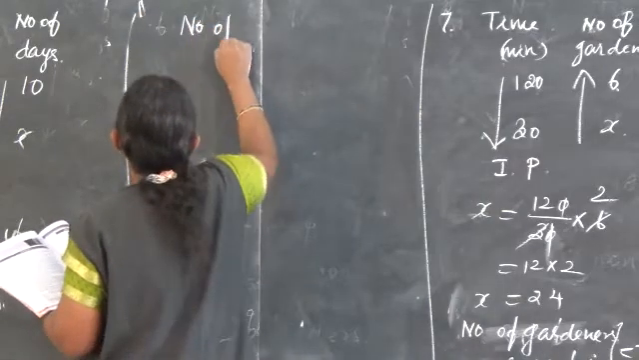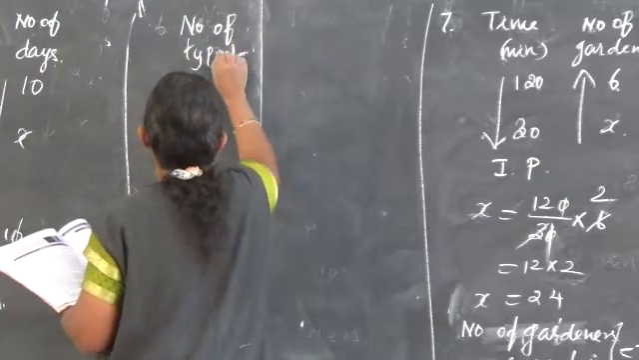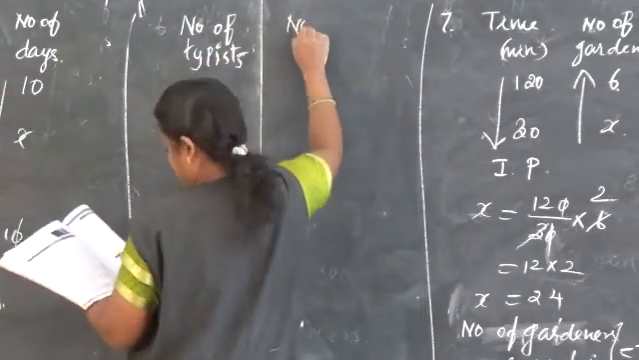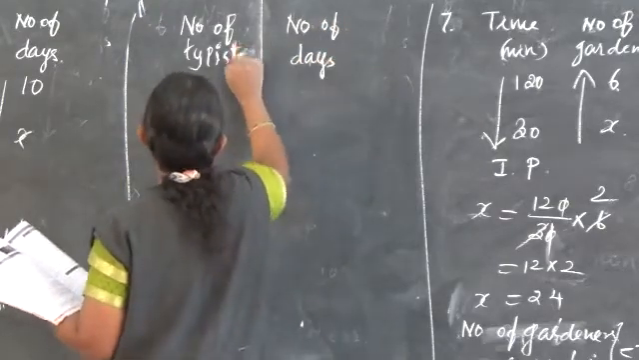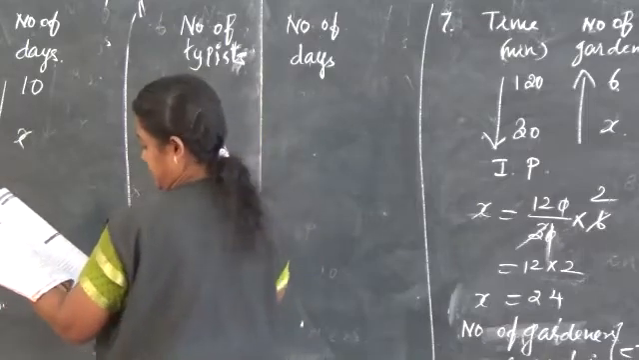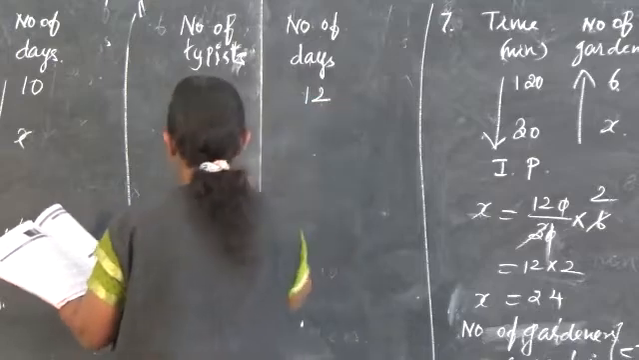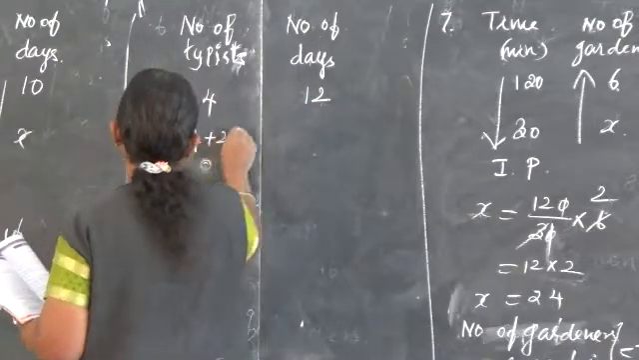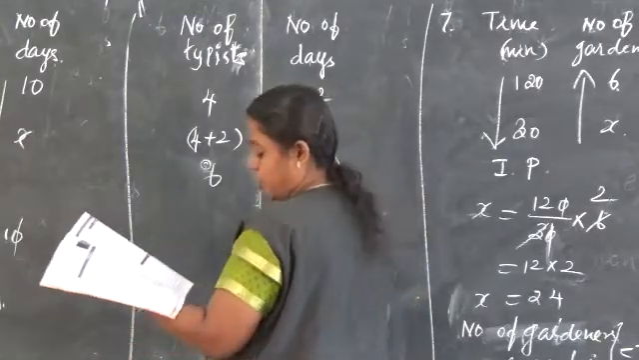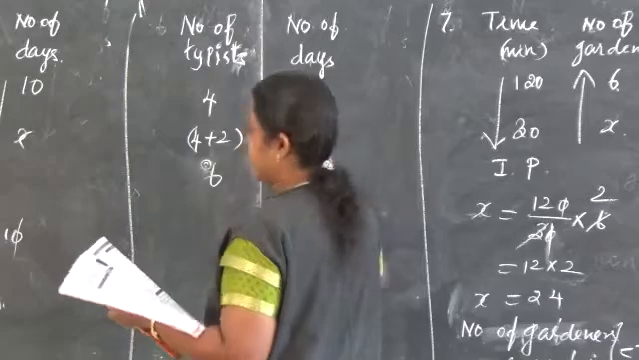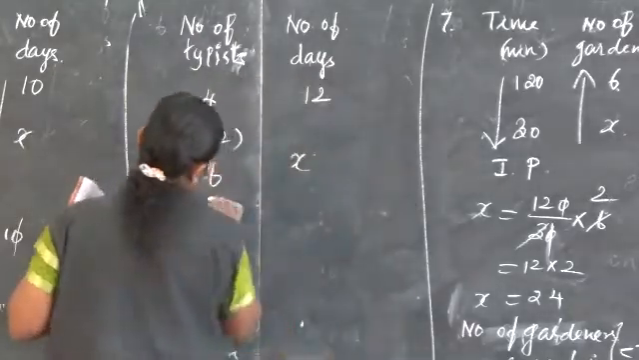11th one, number of typists here, number of days. Always the days and work are based on inverse proportion. These problems are definitely inverse proportion. 2 more typists they added. So 4 plus 2, how many typists do we have now? 6 typists. So in how many days can we complete the same work? Definitely in fewer days we can complete the same work. It will be inverse proportion.